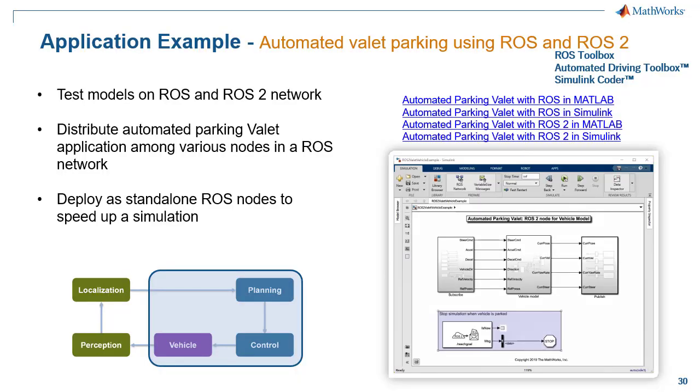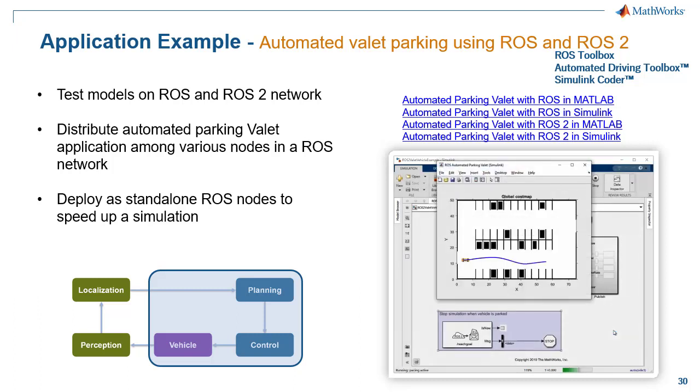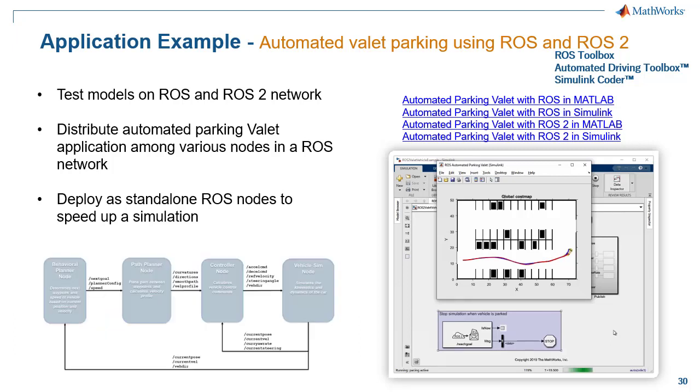Here is our second application example, automated parking valet. This example has 4 sets of subsystems differentiated by the use of MATLAB with ROS or ROS 2 and Simulink with ROS or ROS 2. Parking a car autonomously is a challenging problem, and there are various ways to tackle it. This example demonstrates one way of realizing an automated parking assistant.